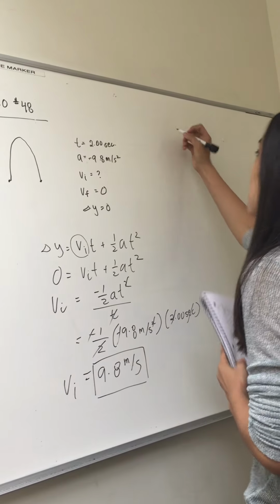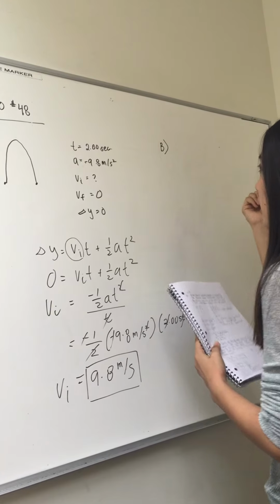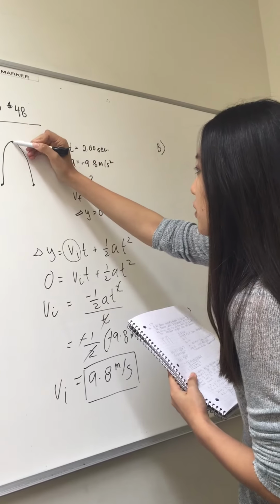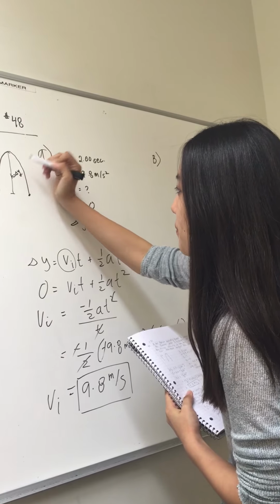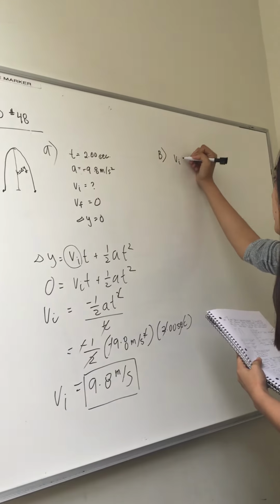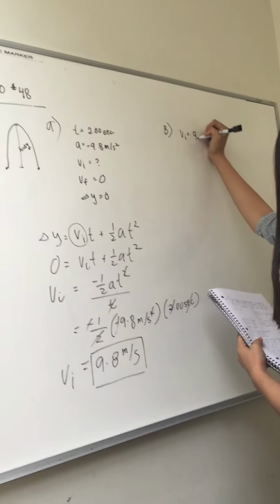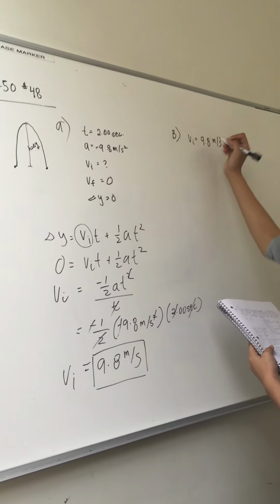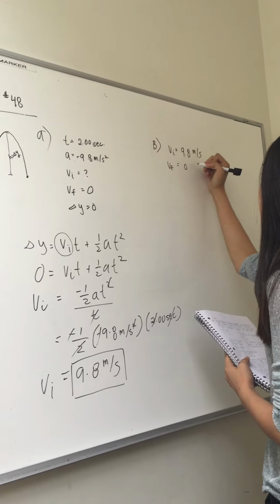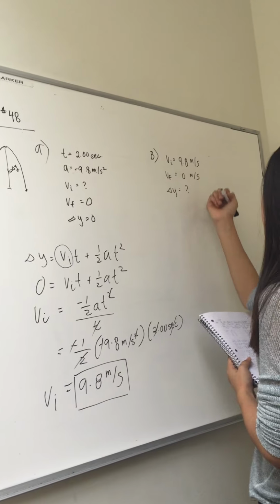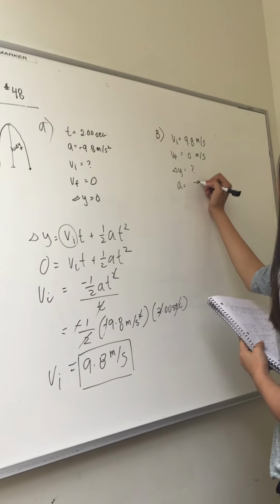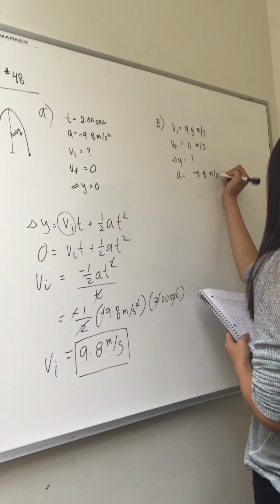Part B, we're trying to find the maximum height, which is this right here. That is also our delta y. Our initial velocity, as we found, was 9.8 meters per second. Our final velocity is again 0. Our delta y is our unknown, and our acceleration is again negative 9.8 meters per second squared.